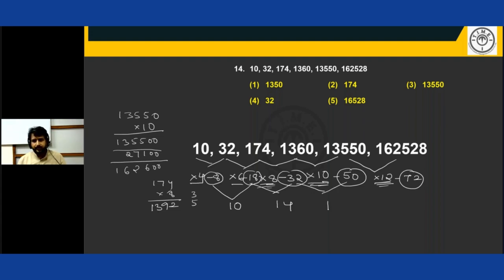32 and 50, what is the difference? 18. 10, 14, 18. So what is that? Plus 4, plus 4, plus 4, plus 4. So what should be next? Plus 4. 18 plus 4, 22. So 50 plus 22, 72. Perfectly matching. Nothing wrong in that.